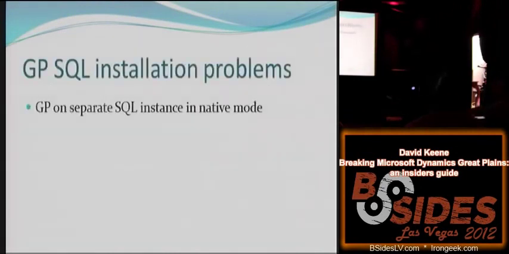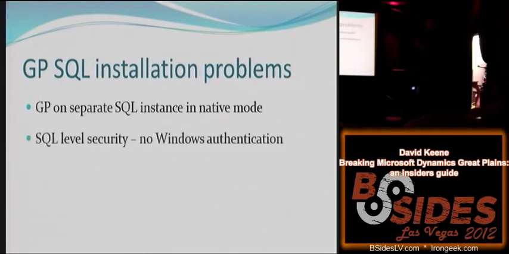Now, it's not unusual for Great Plains or for any legacy application to be installed on a separate instance of SQL, especially if you're running in compatibility mode. I mean, this day and age, why are we still having anything running in native mode? Why is not everything Active Directory authentication? I don't understand. And it's not like Microsoft's trying to fix this problem, because Great Plains 2013, right around the corner, same thing. Local native mode SQL installation.